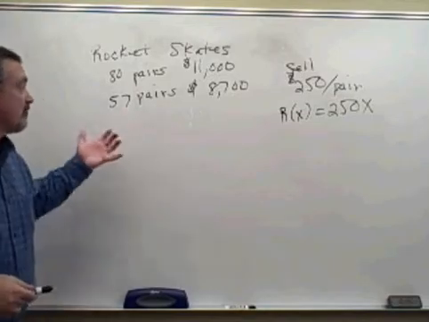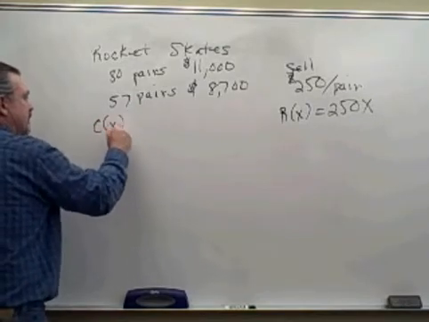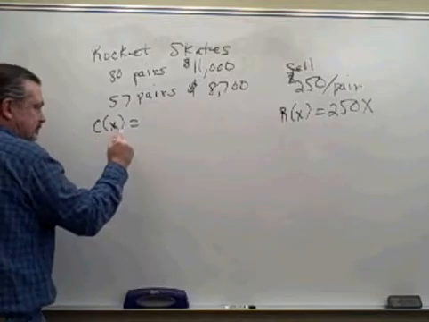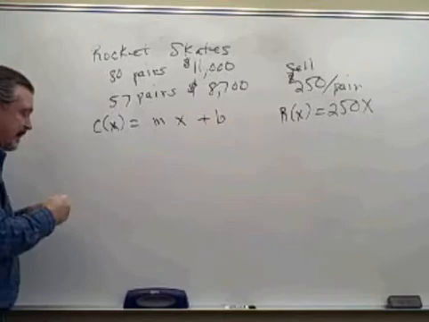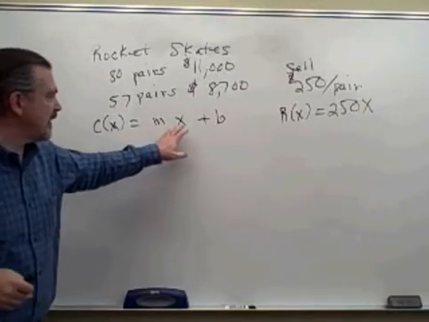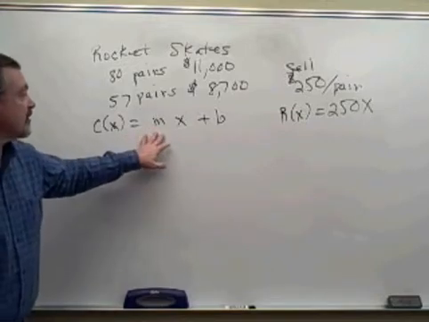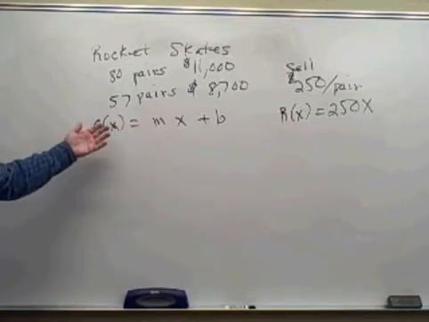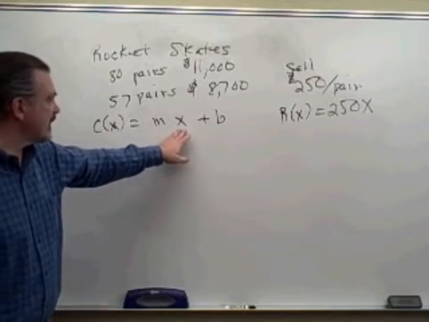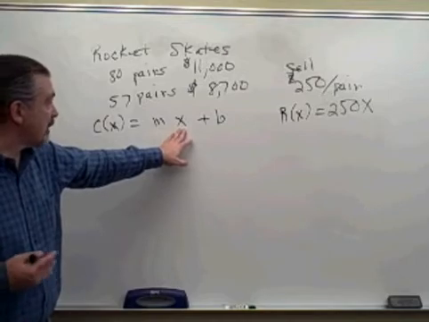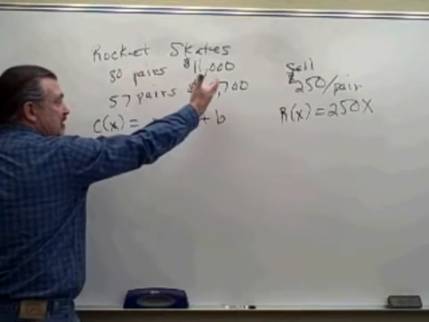That wasn't too tough to construct that revenue function. But it's a little more work here to find our cost function. Remember, our cost function is a linear function, so it's going to have the form mx plus b. So we have to find the slope and the y-intercept. We have to find the m value, the b value. Well, slope is change of y, or the change of the cost, over change of x. x is the pairs of rocket skates we're going to make. So we have the information here that we can use.